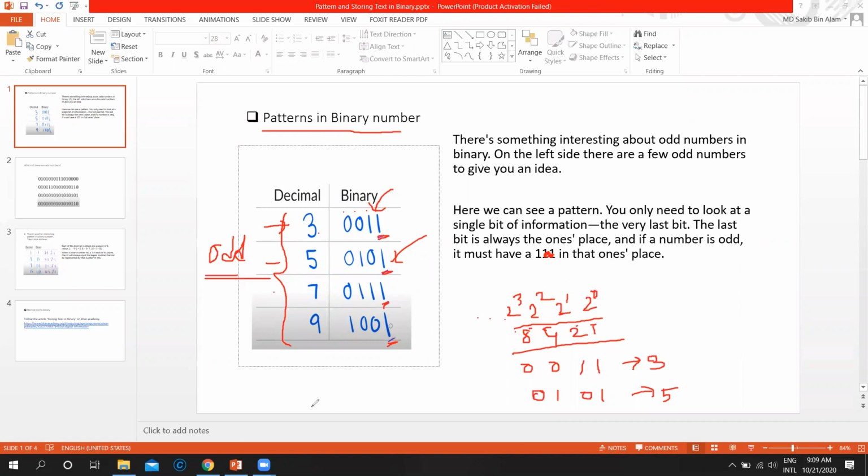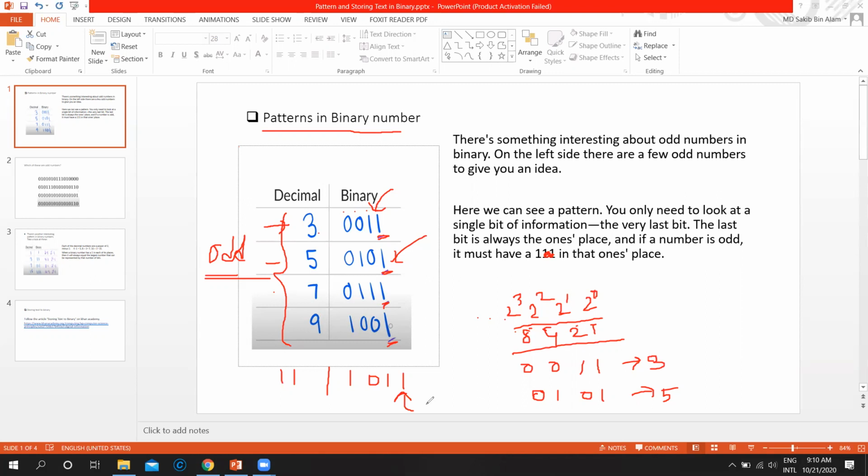Did you get it? For example, if I convert 11 to binary, what will be the binary conversion of 11? 11 will be 1011. Good. That means here also at the last bit we can find 1. So this is a pattern. If I give you a question in the exam, something like that, I will show it later. I hope you got it. Very simple pattern.